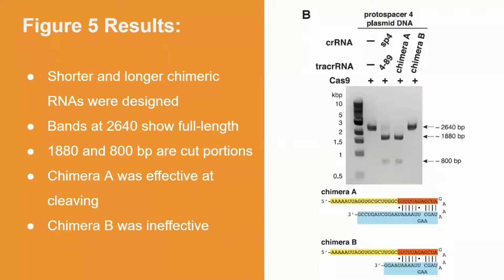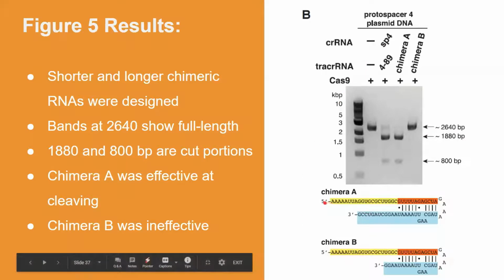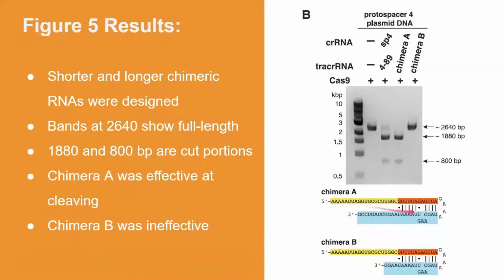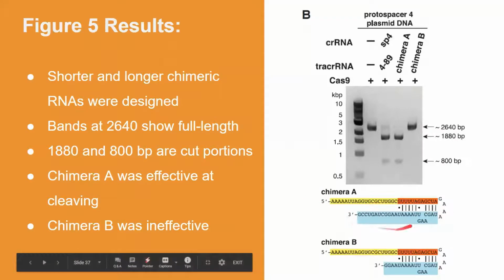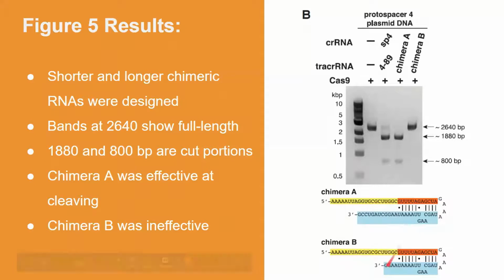Now we'll actually be getting into the results of Figure 5. And we can see on the right-hand side that Figure 5b is displayed. We can see in the top portion that the separation by gel electrophoresis has been visualized and imaged using ethidium bromide, and that the designs of Chimera A and Chimera B are displayed in the lower portion. We can see the differences between the two in the blue part, where Chimera A is longer and Chimera B is shorter.